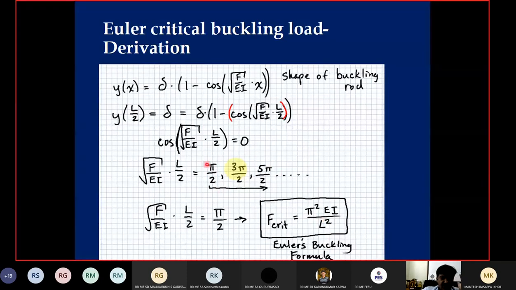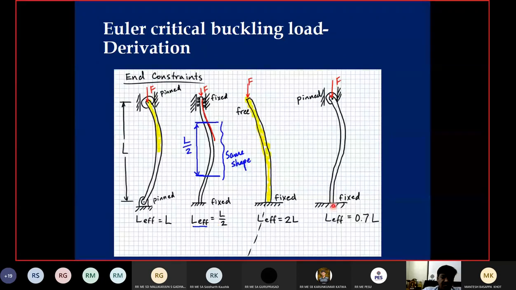As I said, when Euler derived the equation, that is Euler's critical buckling equation, he derived it for various beam conditions. But initially it was derived for the pin-pin condition. Now, if you look at the pin-pin condition, the effective length is very important. The important word is effective.